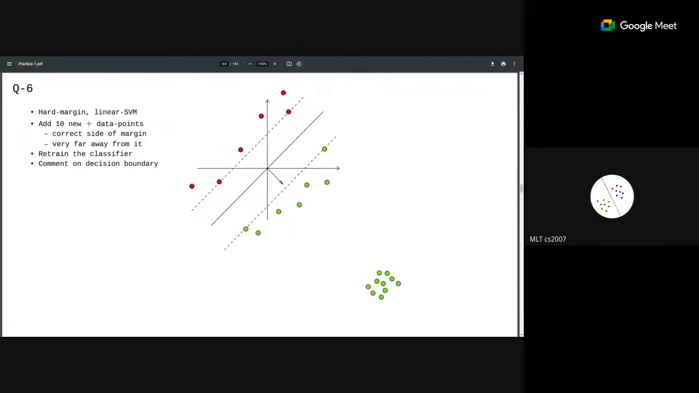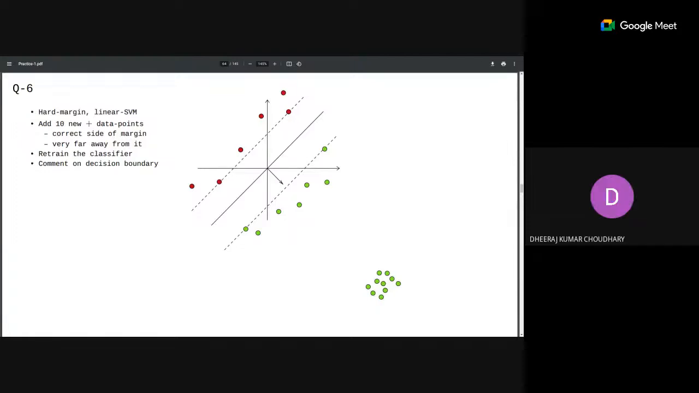Therefore, just adding these points is not going to affect the value of the objective function. It's not going to affect your constraints either. You will, of course, introduce new constraints into the problem, but they won't disturb your feasible region. Okay, is that clear? Yes, sir.